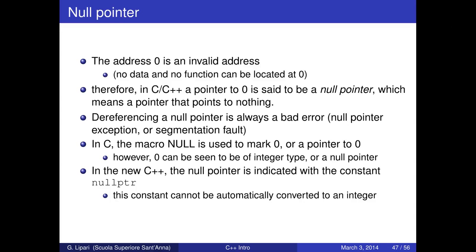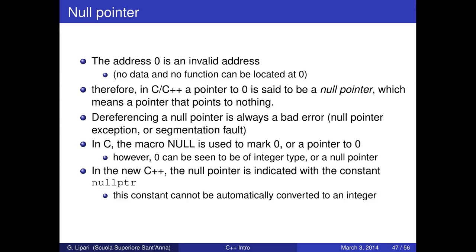The address 0 is not a valid address, and this is the same as in C. No data and no function can be located at 0. Therefore, in C++, a pointer to 0 is usually called a null pointer, which means a pointer that points to nothing. Dereferencing a null pointer is always an error, a very bad error actually, and is a so-called null pointer exception, or more generally, a segmentation fault.